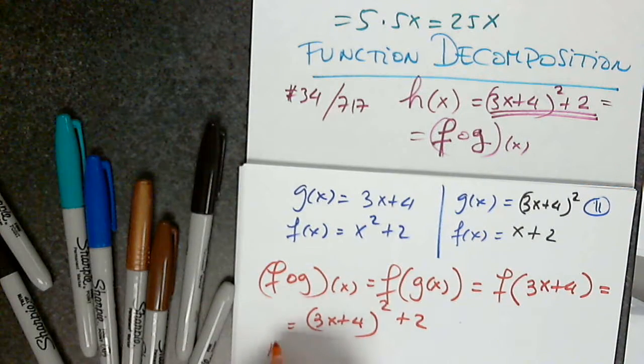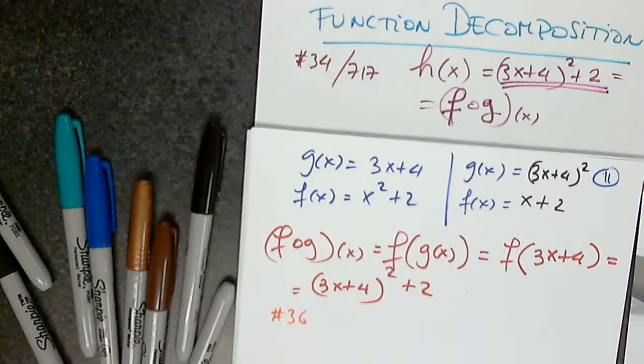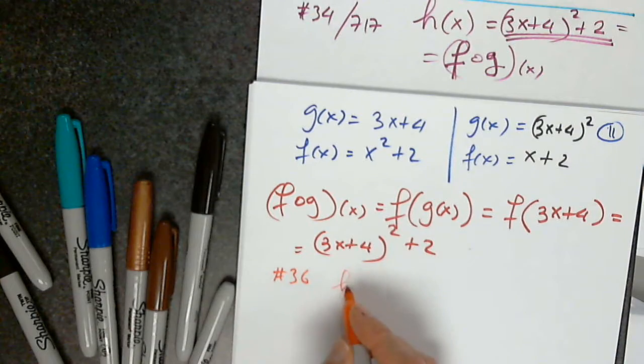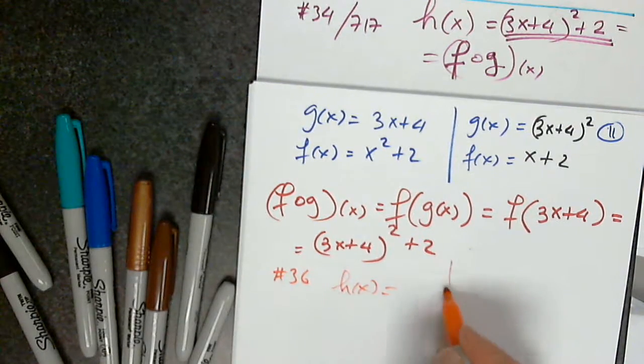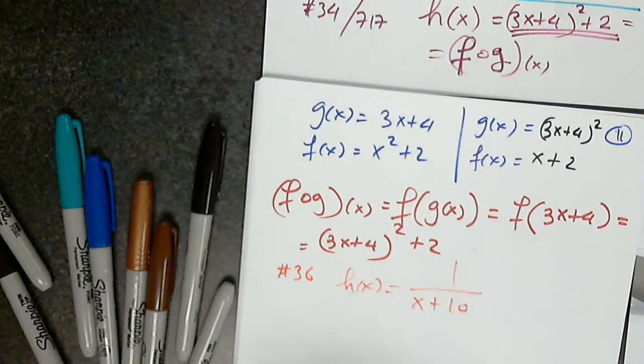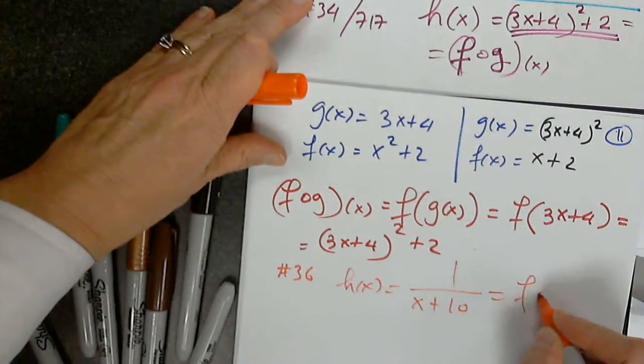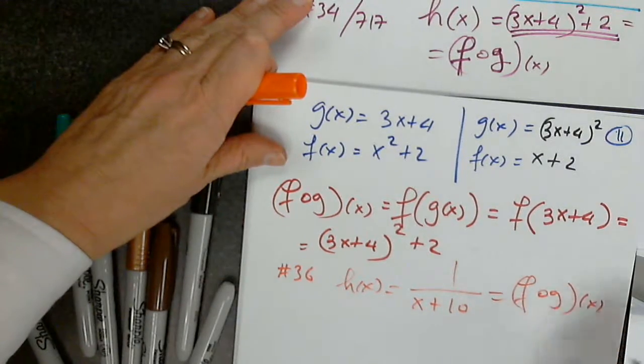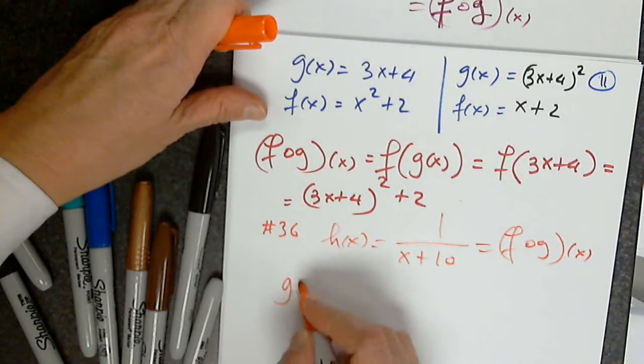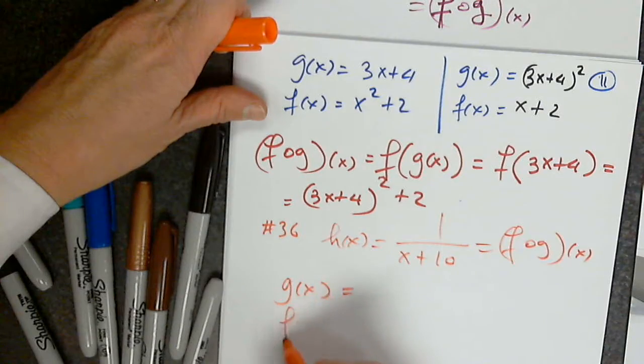Let's say 36. You can come up with several, but we only need one. We want an inner and an outer. The inner is g of x, and the outer is f of x.